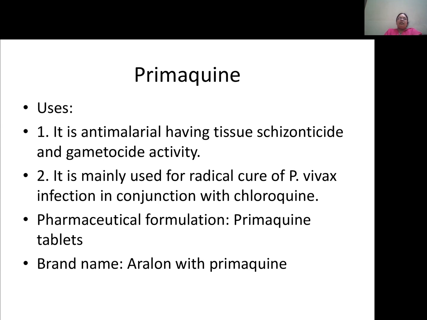Uses: primaquine is antimalarial, having tissue schizonticidal and gametocidal activity. It is mainly used for radical cure of Plasmodium vivax infection in conjunction with chloroquine. Pharmaceutical formulations of primaquine: it is available as primaquine tablets, and the brand name available is Arelon.